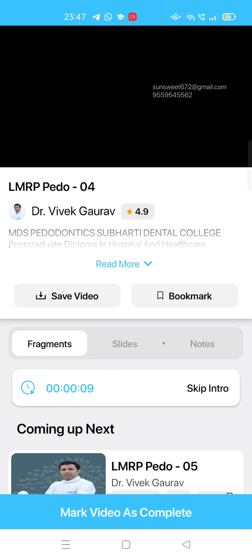When it comes to the mixed dentition, it is divided into three parts, as I told you: the first transitional period, then the intertransitional period, and then comes the second transitional period. So in the first transitional period, the thing that you'll see is that the first molar erupts.